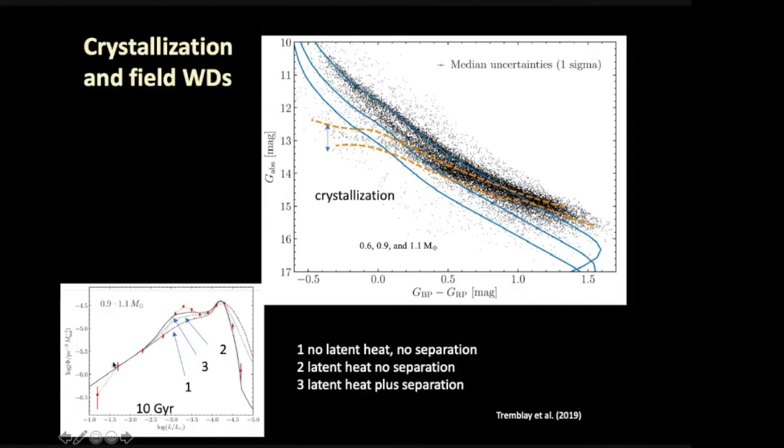They didn't include lower masses because at lower mass the crystallization overlaps with another phenomenon that I didn't talk about, which is called convective coupling. It's another process, which I'm not going into in detail, that also tends to increase the cooling time of the white dwarf. So they just wanted to isolate white dwarfs where only crystallization delays the cooling at this stage. That's why they selected this mass range. And they show that you need to include latent heat and phase separation to improve the match with observations.